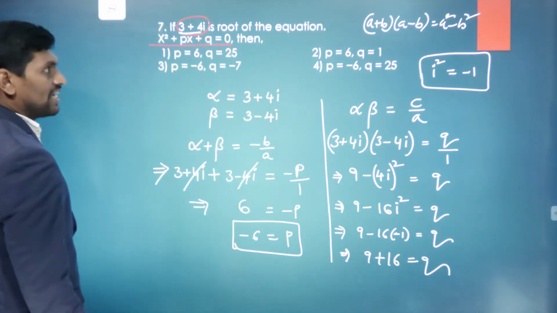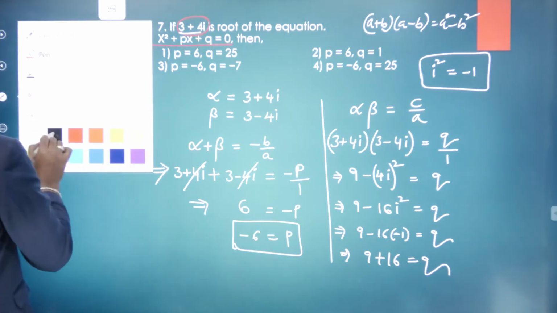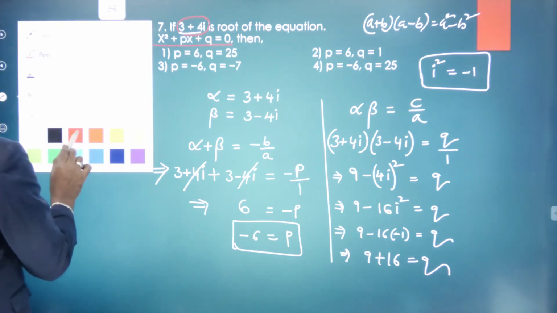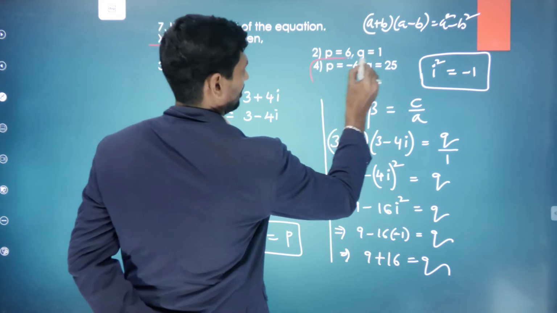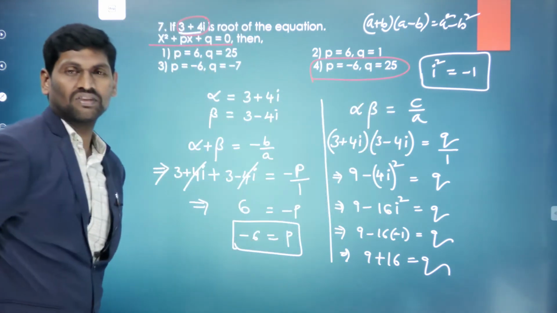So 25 means we have the fourth option. This is our answer. Okay?